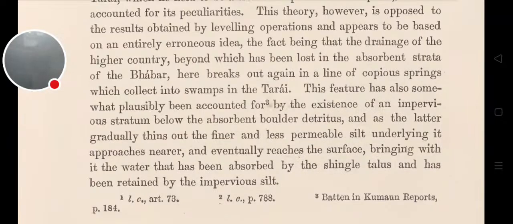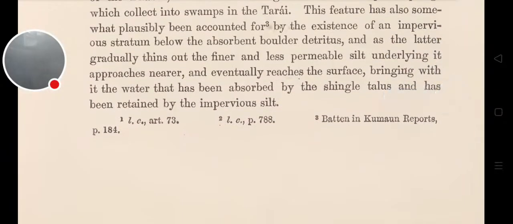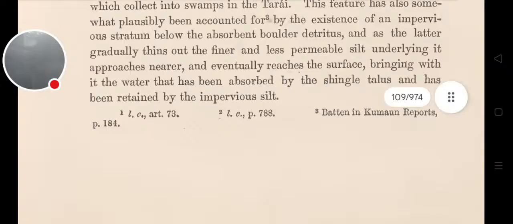This feature has also somewhat plausibly been accounted for by the existence of an impervious stratum below the absorbent boulder detritus, and as the latter gradually thins out, the finer and less permeable silt underlying it approaches nearer and eventually reaches the surface, bringing with it the water that has been absorbed by the shingle talus and has been retained by the impervious silt.